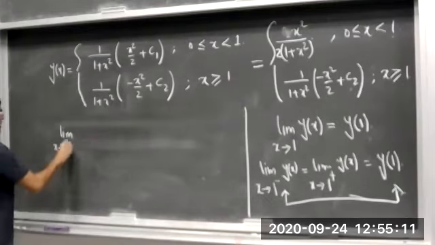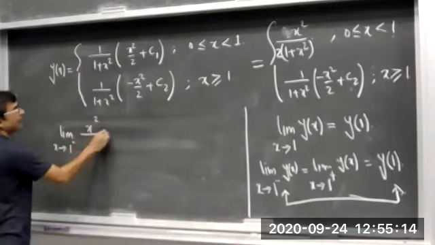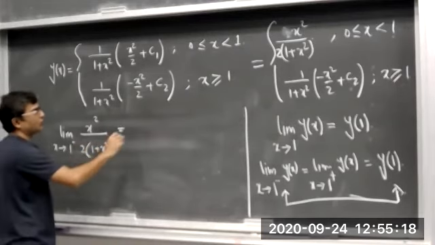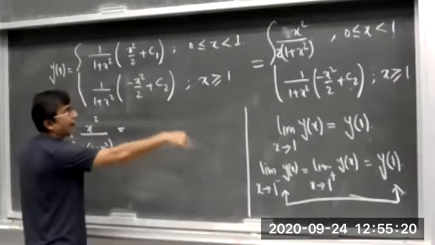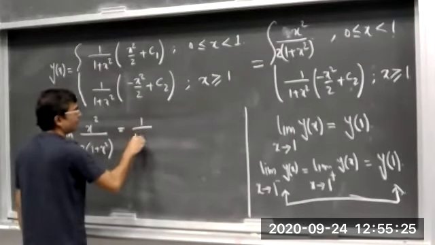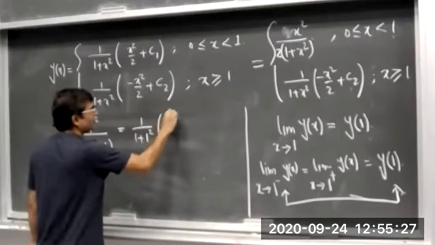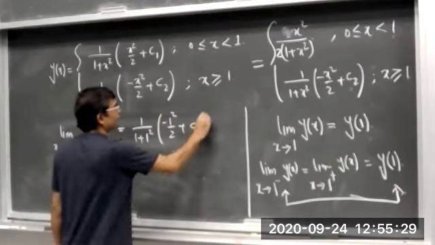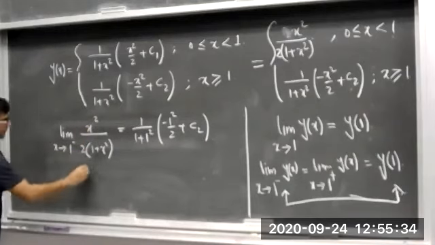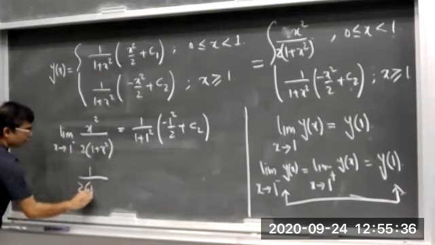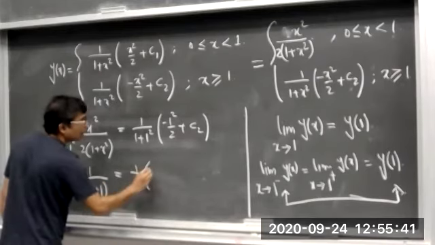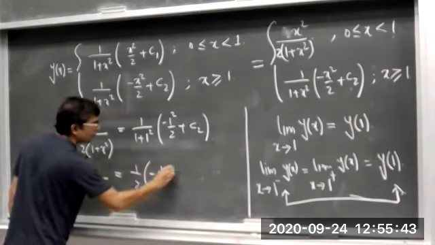व्हेन x approaches to 1 नेगेटिव फंक्शन आपके पास x स्क्वायर ओवर 2 into 1 plus x स्क्वायर होगा. दिस शुड बी इक्वल टू, when x is equal to 1 तो आपके पास ये क्या आ जाएगा? 1 plus 1 का स्क्वायर माइनस 1 का स्क्वायर डिवाइड बाय 2 plus c2. यहाँ पे लिमिट x approaches to 1 होगा तो आपके पास 1 divided by 2 into 1 plus 1 is equal to 1 by 2 minus 1 by 2 plus c2.